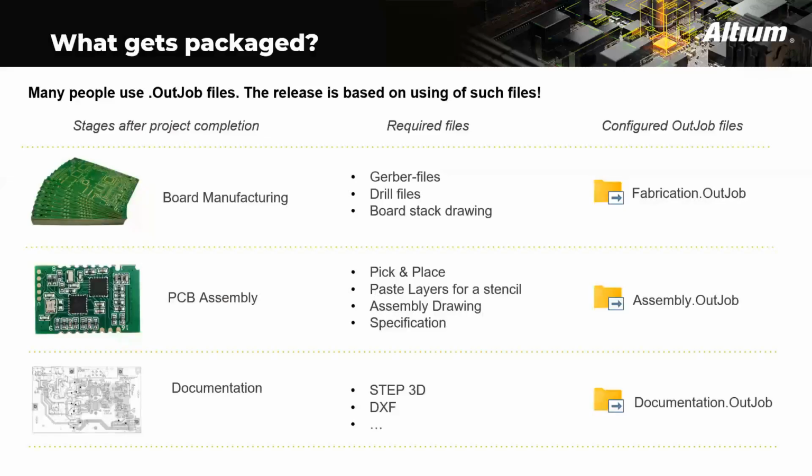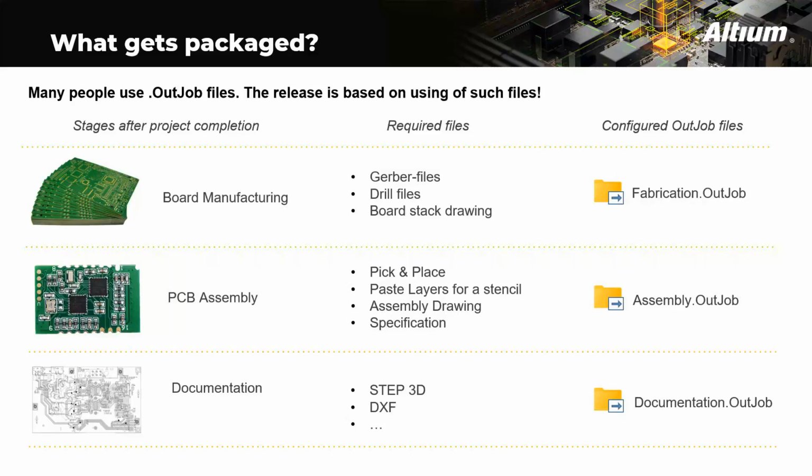Now let us have a look at what gets packed. Before we take a look at the advantages of using a managed project release process, let us quickly review what we are packing. When we are done with our project, we need to prepare files for our manufacturer. Those files fall under three categories: board manufacturing or fabrication, board assembly, and lastly, documentation. For each of these three stages, we need to generate a number of output files.